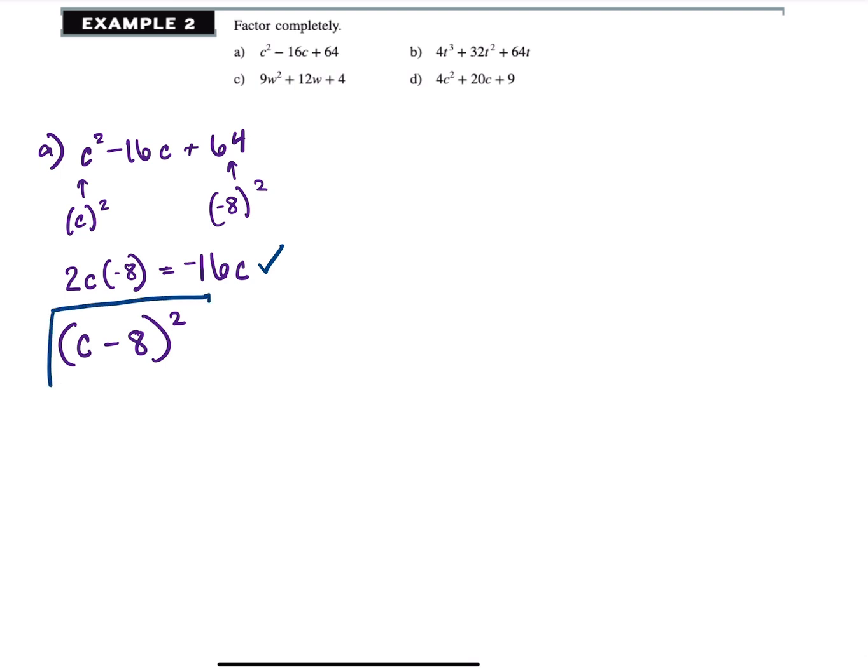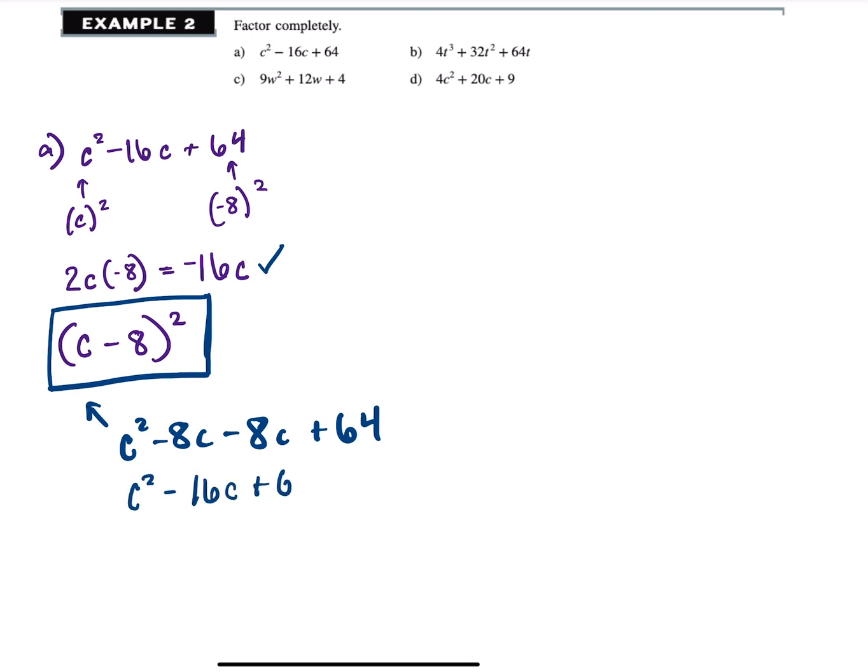And we can always multiply this out just to check. This would give us c squared minus 8c minus 8c plus 64. And we can see that will give us our minus 16c in the middle. This was if we FOILed it as c minus 8 times c minus 8. So you can always do that to see if you have the correct result.